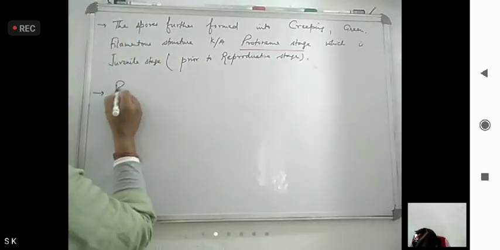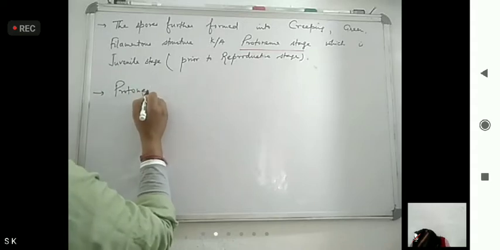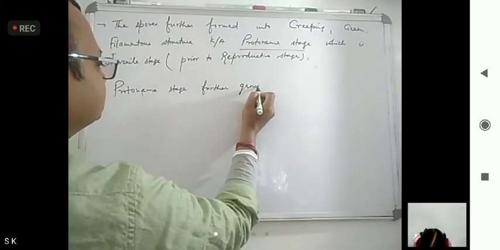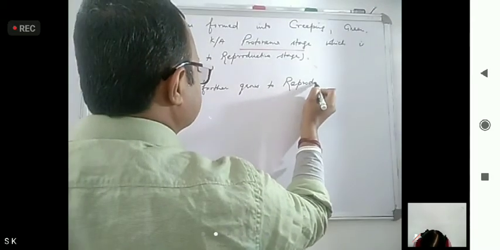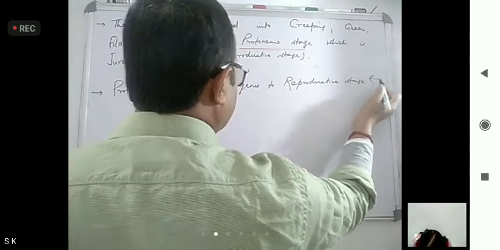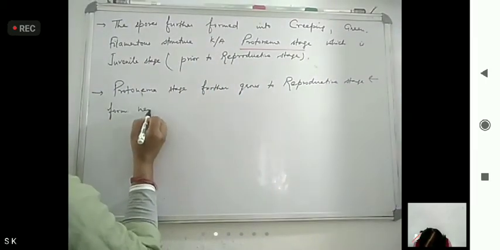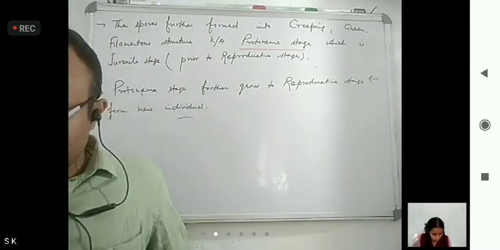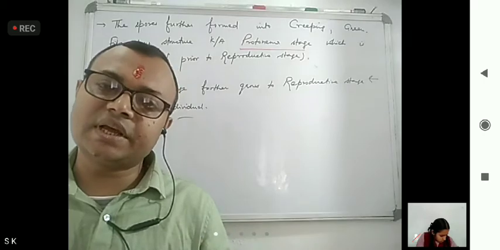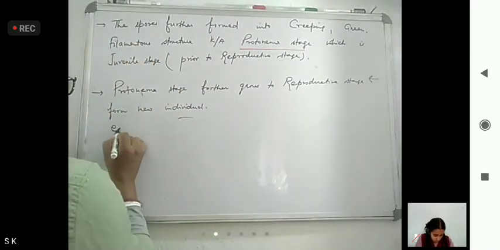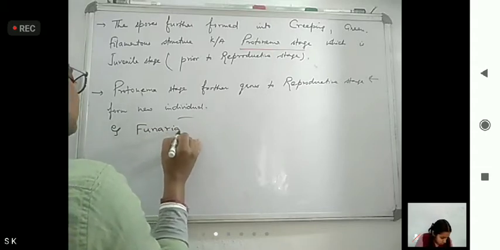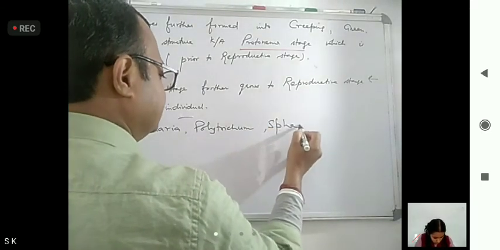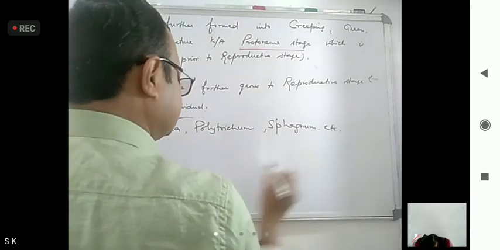Okay, now this protonema later develops into the reproductive stage and forms new bryophytes. So the protonema stage further grows to the reproductive stage and forms a new individual. Now if we are saying the common examples of mosses, those are Funaria, Polytrichum, Sphagnum, etc. So these belong to what?